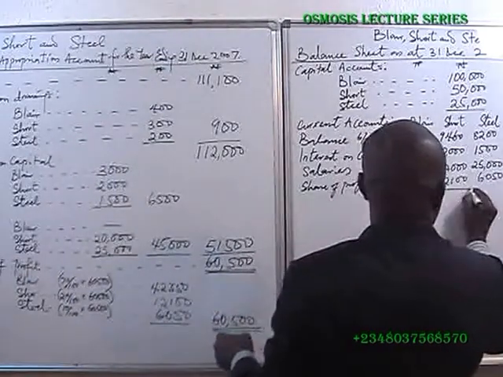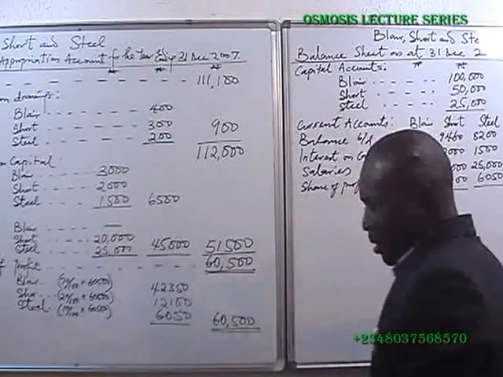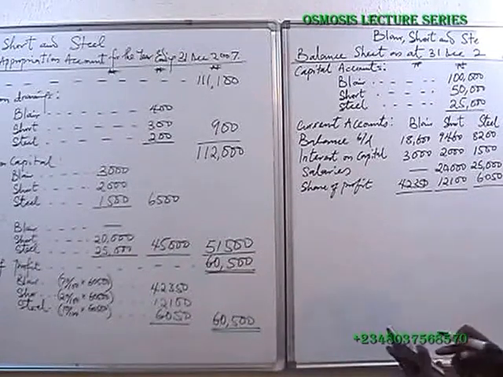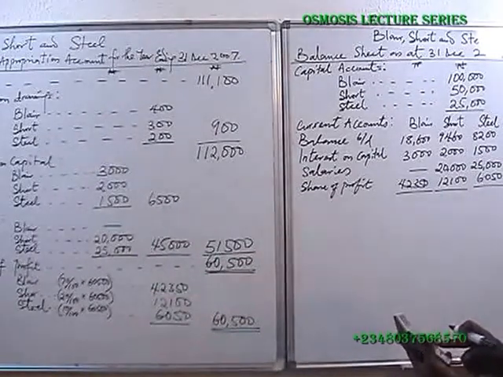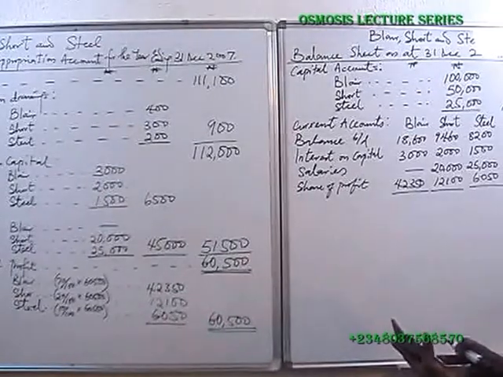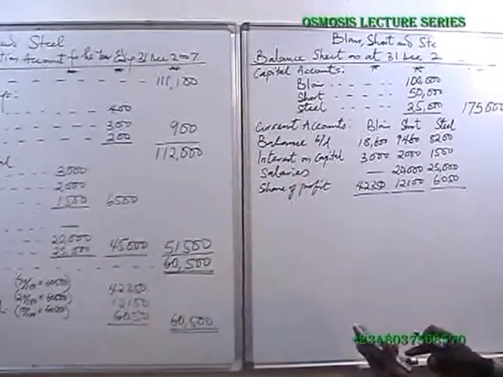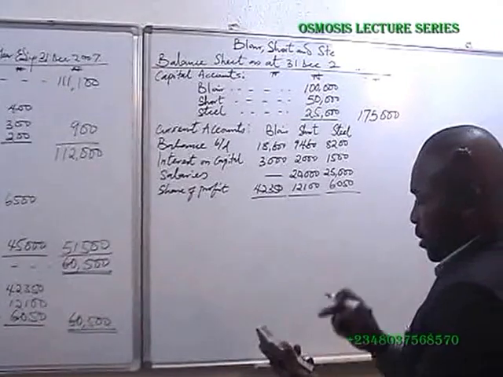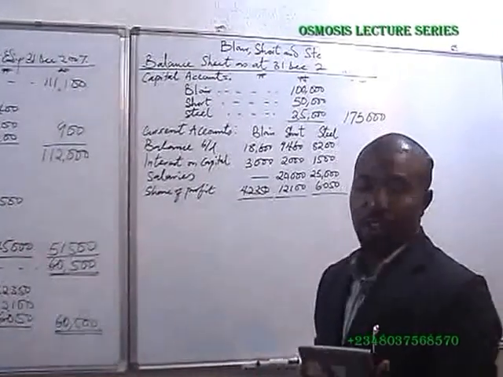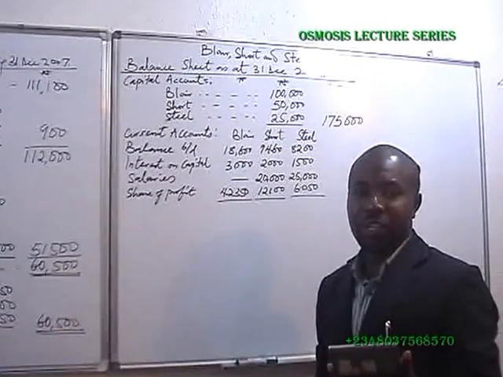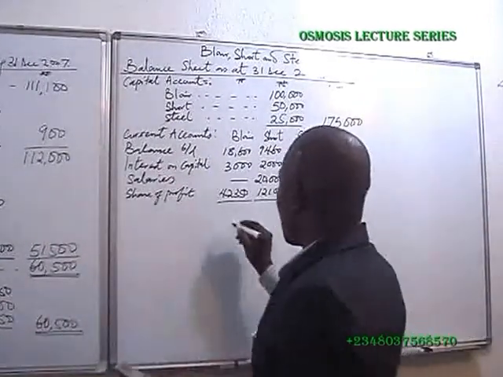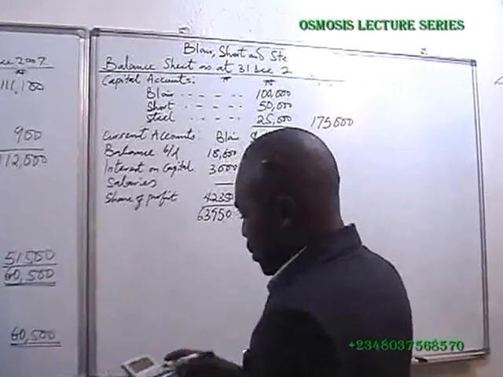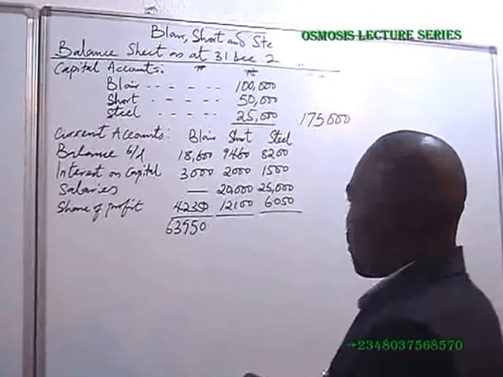So if we add them together, add up their benefits, for Blair we are going to have 18,600 plus 3,000 plus 42,350. We are going to have 63,950 naira. So here we are going to have 63,950 naira.